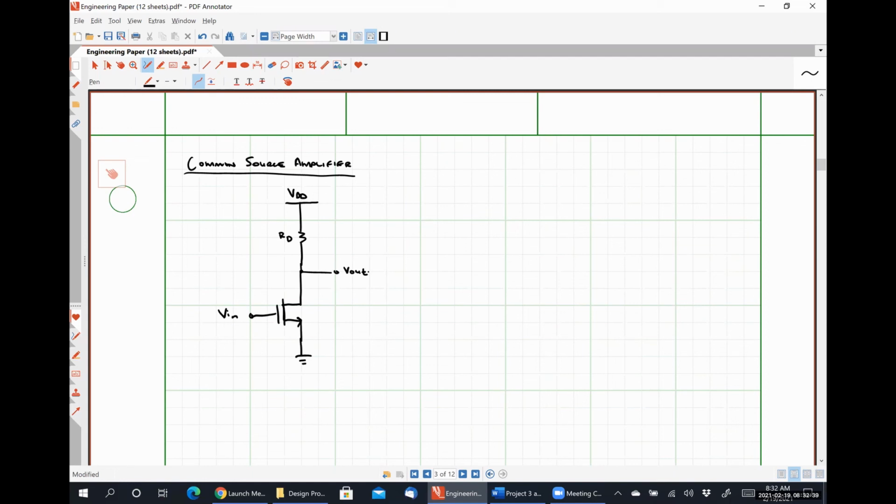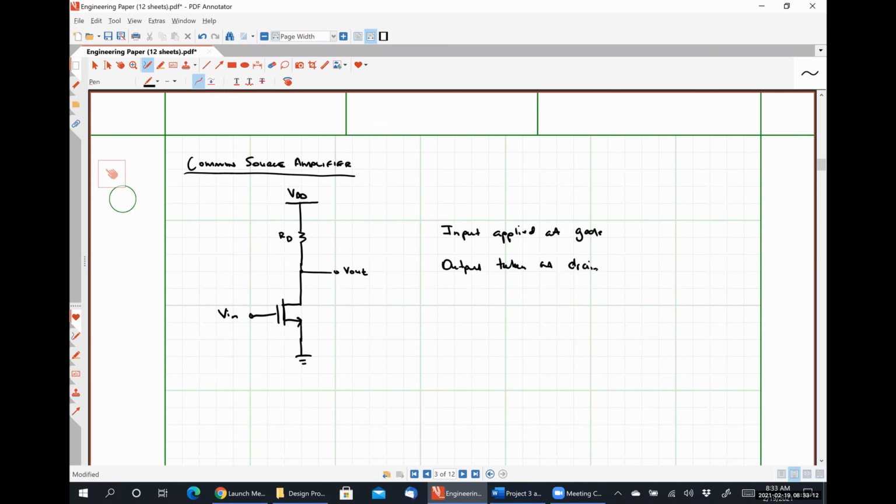And I want to point out here, fundamentally for all common source amplifiers, our input is applied at the gate terminal. Output taken at the drain. So if we have any circuit whose input is applied at the gate and the output is taken at the drain, that is a common source amplifier.